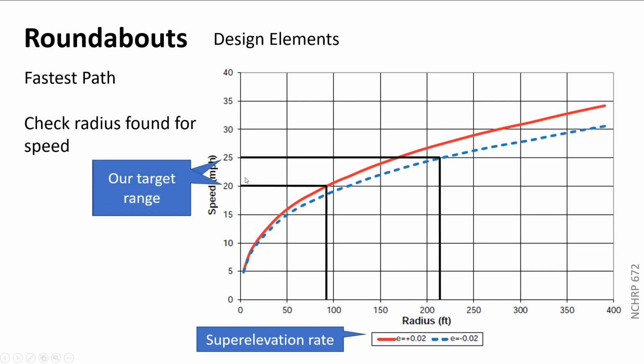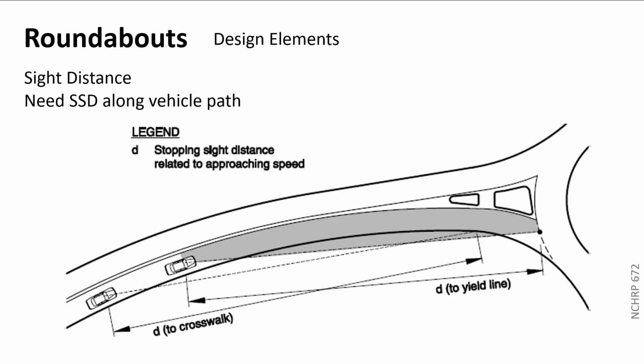So here are our target ranges. We're at 20 to 25 miles per hour. You're going to be at 90 up to a little over 200-foot radius through there. So that's the range of radii that we're probably going to try to get that fastest path to stay within. That's our boundaries for that fastest path.